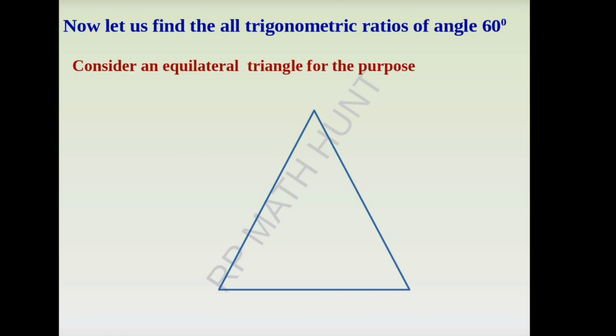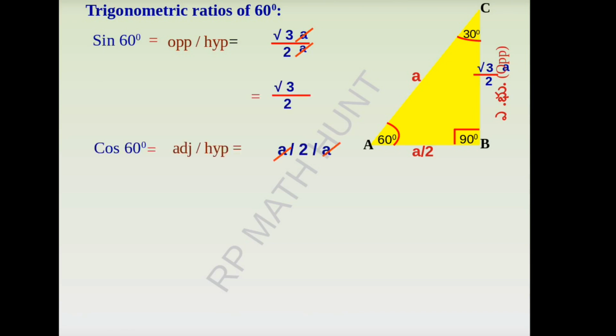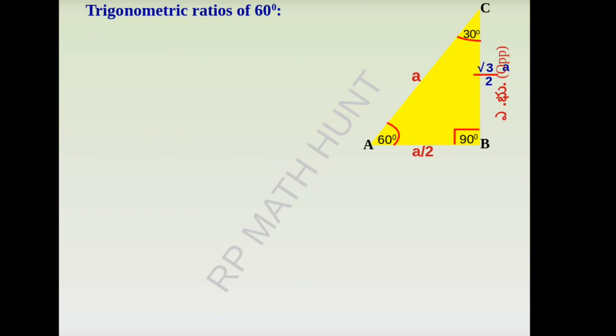Next, let us find all trigonometric ratios of angle 60 degrees. Consider an equilateral triangle for the purpose. Already we know the height of an equilateral triangle. Height is equal to root 3 by 2 A and base is equal to A by 2, hypotenuse is equal to A. Now, sine 60 is equal to opposite by hypotenuse, which is root 3A by 2 by A. A gets cancelled, root 3 by 2. Cos 60: adjacent by hypotenuse is equal to A by 2 by A, that is 1 by 2. Tan 60: opposite by adjacent, that is equal to root 3.